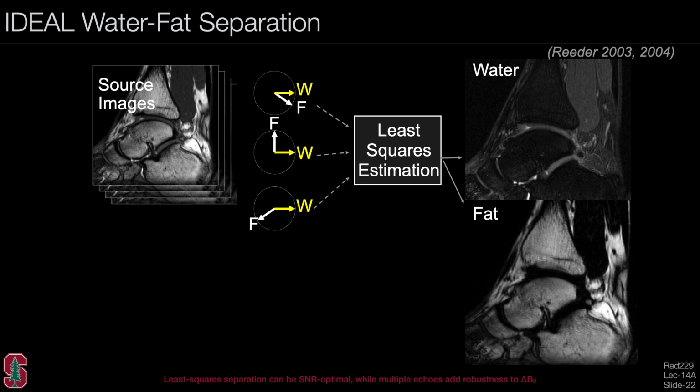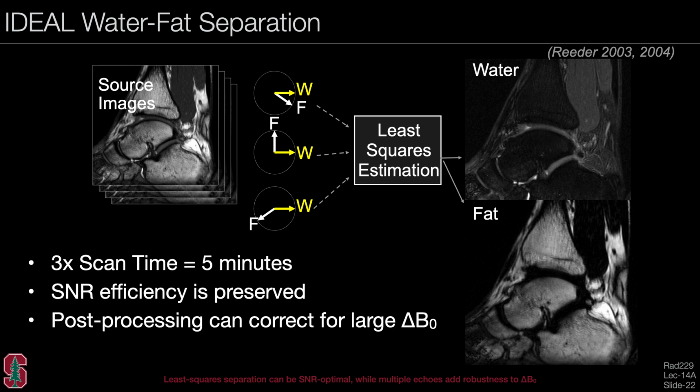A related approach is what's called ideal fat-water separation, and this is basically, again, using fat and water images acquired with different echo times so that fat and water have different relative phases. But here we use a least squares estimation from this to estimate the water and fat image at each pixel. And if you do this, you'll have a longer scan time because these are typically acquired on separate TRs, so with separate RF pulses. So you can have a longer scan time, but they preserve the SNR efficiency. So this is really nice because you get the benefit of the longer scan time here.